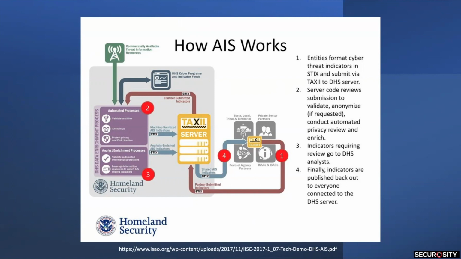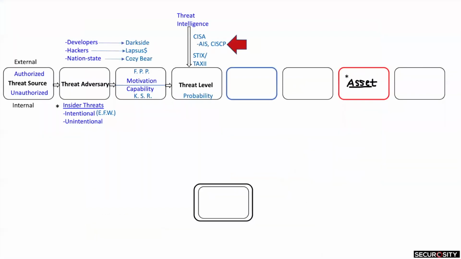Another service that CISA offers is CISCP, Cyber Information Sharing and Collaboration Program. This is an analyst-to-analyst sharing of threat and vulnerability information service. Membership for AIS and CISCP is free.